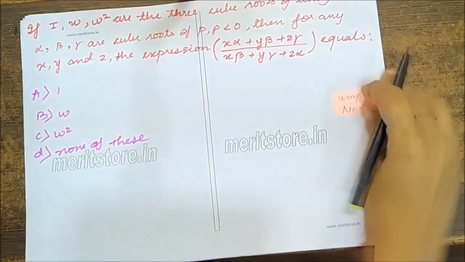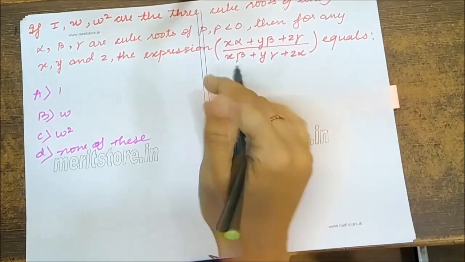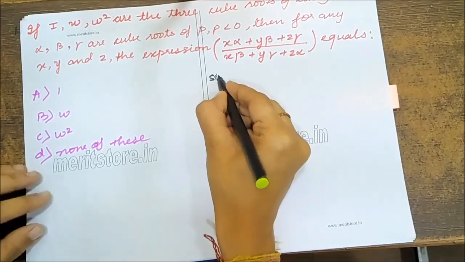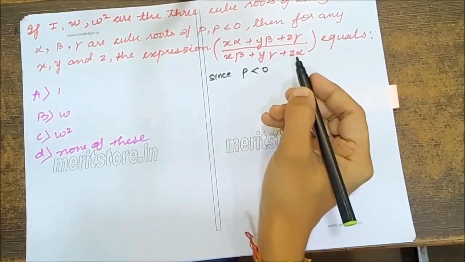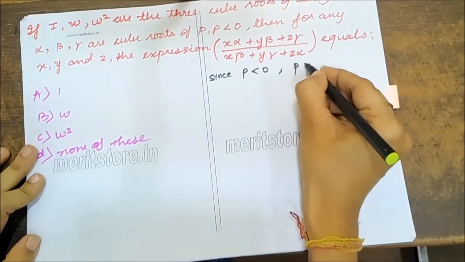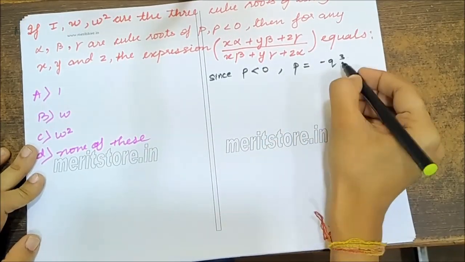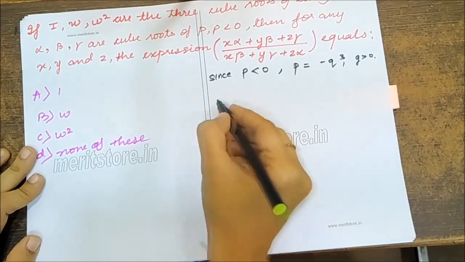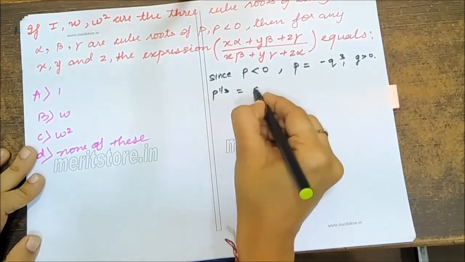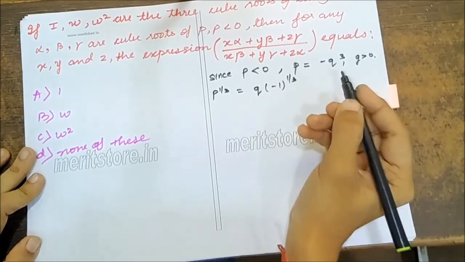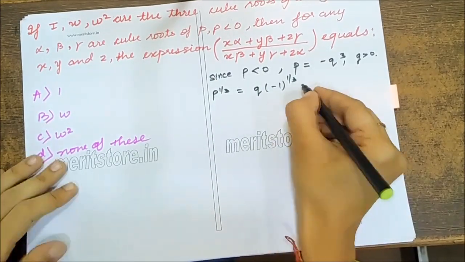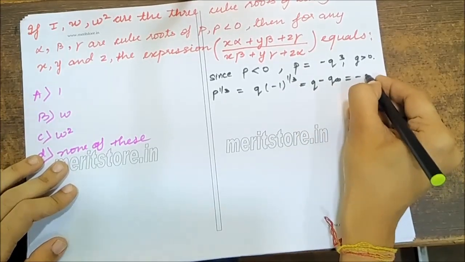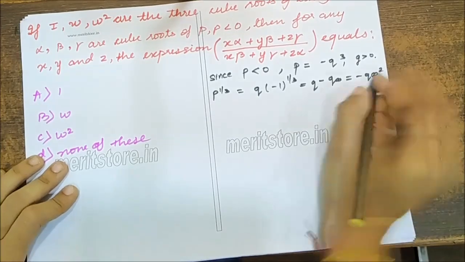Now what we have to find, starting with that, now here P is less than 0. So let's say P is equal to minus Q, if Q is greater than 0. So P raised to 1 upon 3 is equal to Q raised to minus 1 raised to 1 upon 3. That is equal to Q minus Q infinity, also equal to minus Q infinity square.